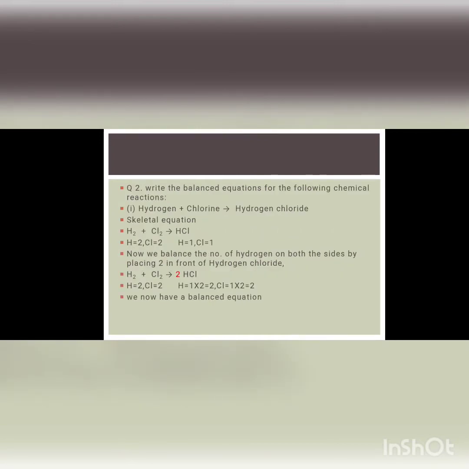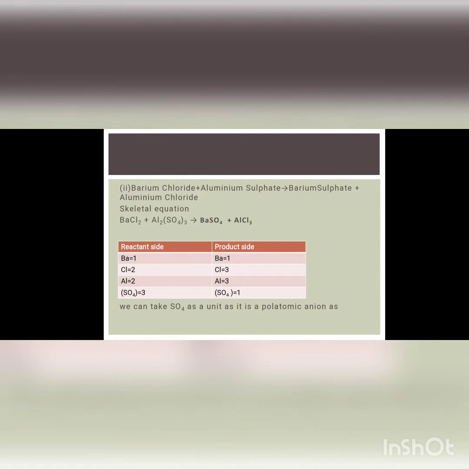Now the second question, where we have to balance a few equations. Here we can first write the skeletal equation, H2 plus Cl2 forming HCl. We can see that number of hydrogen and chlorine are not balanced on both the sides. For this, we just need to place a 2 in front of HCl, and the number of hydrogen and chlorine becomes balanced. Very easy. Now let us take a little complex reaction.